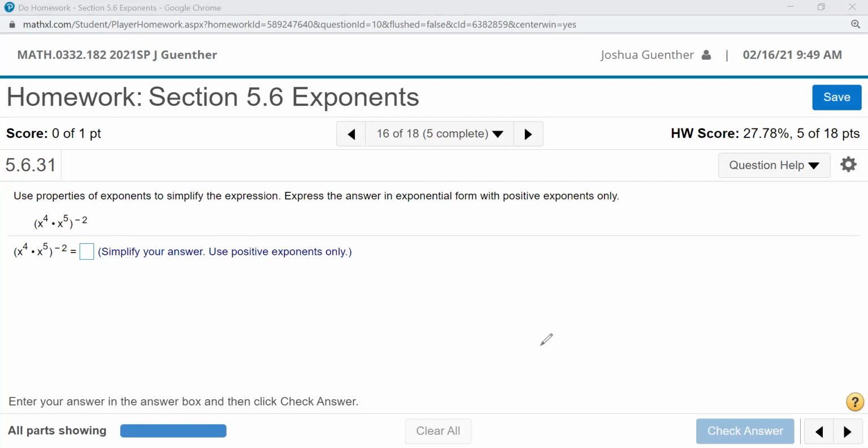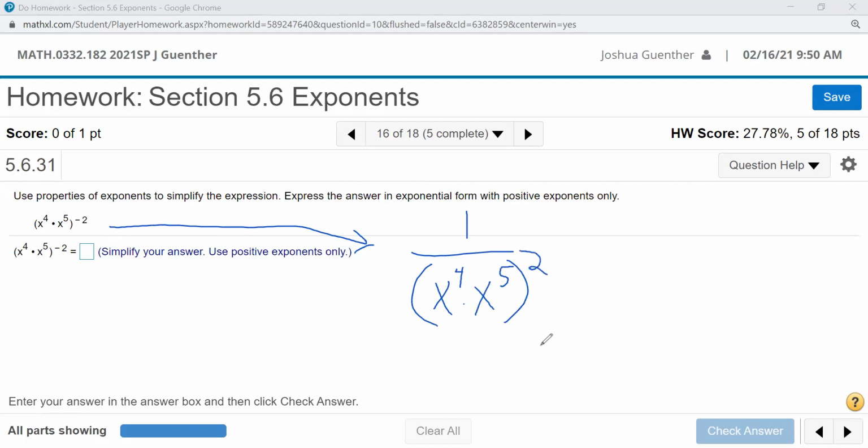x to the fourth times x to the fifth, all to the negative second power. We can immediately turn that into a fraction. Well, there's a couple things we could have done. And now it has a positive 2 power. We can do it that way. Now we have x to the fourth times x to the fifth. Notice those have the same base, so we can combine them by adding their powers.